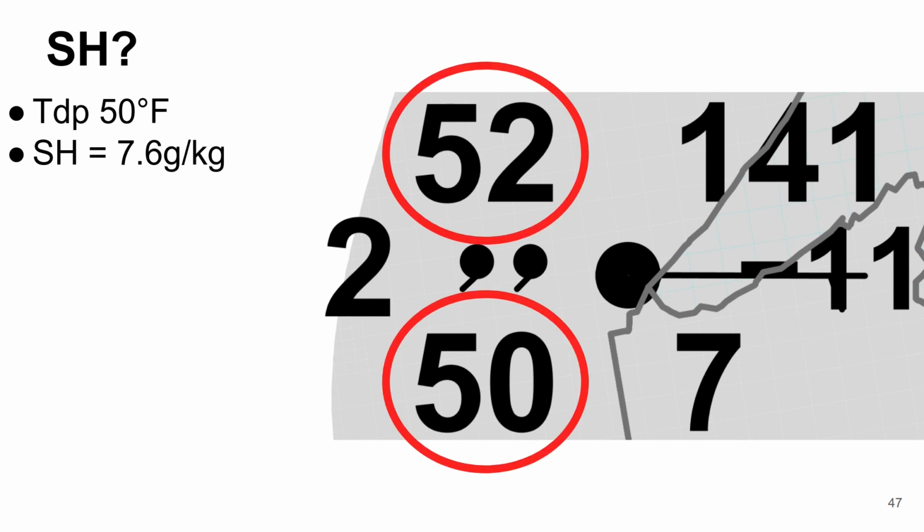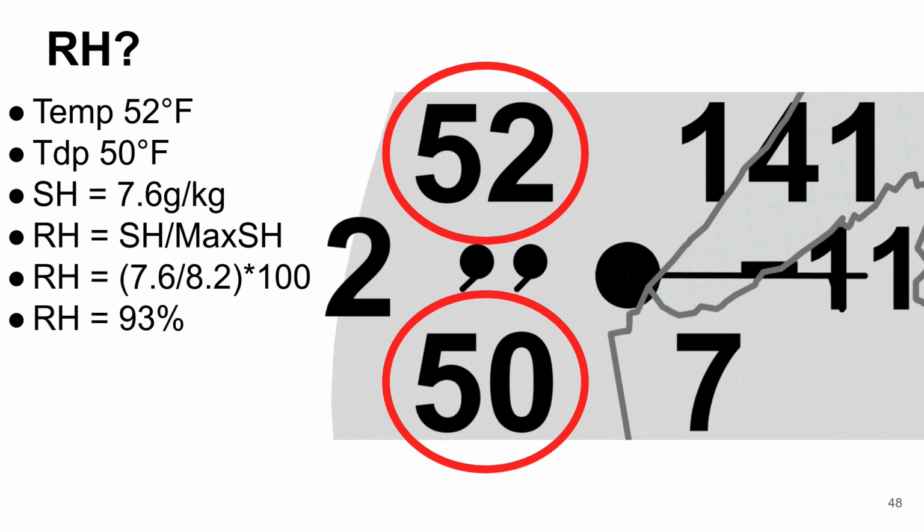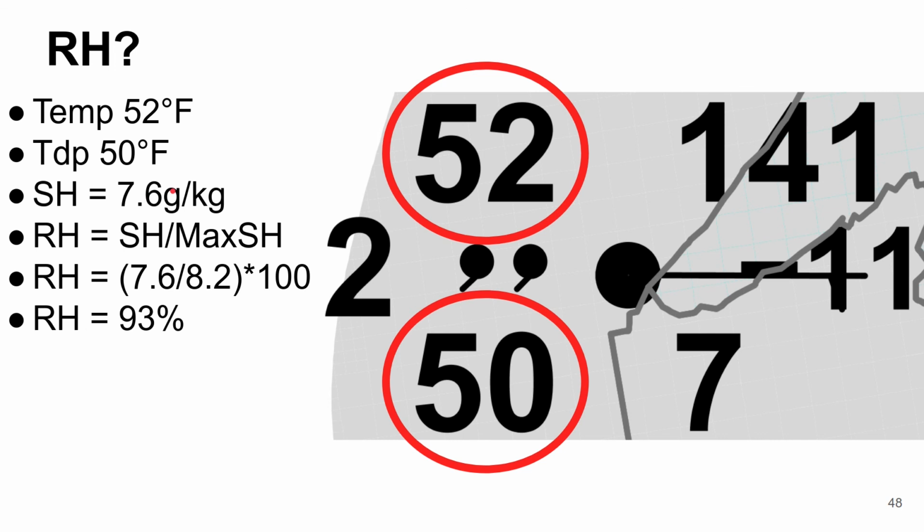And then we can also figure out what the relative humidity is. To calculate the relative humidity, we know the temperature is 52 degrees and the dew point temperature is 50 degrees. Looking it up on the chart, the current specific humidity given a dew point of 50 degrees is 7.6 grams. And knowing that the temperature is 52, the maximum specific humidity at 52 degrees Fahrenheit is 8.2 grams. So 7.6 divided by 8.2 times 100 gets us the relative humidity of 93%.